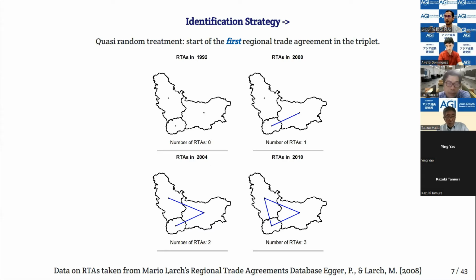They come, as you may know, in different flavors. Regional trade agreements just for services, or just for goods, or services and goods, etc. But we're just considering the existence of a regional trade agreement.